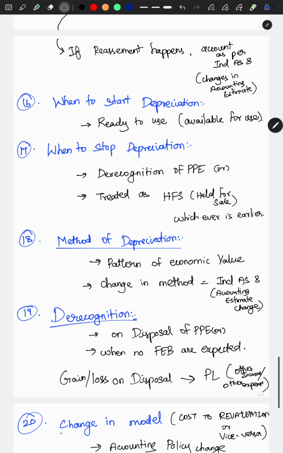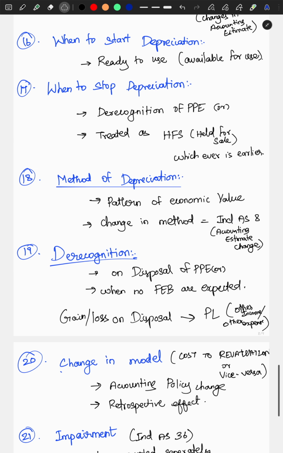Okay, when the derecognition of PPE happens, then we have to stop depreciation. Or if the asset is treated as HFS, nothing but held for sale, then in that case also we will stop depreciation. So if either of the scenarios happens, at the earliest, then we'll be stopping the depreciation.